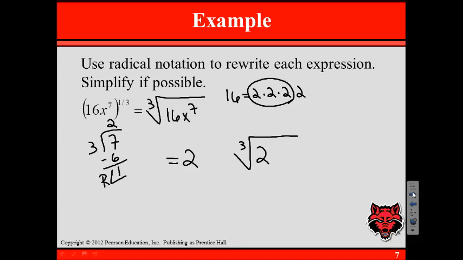Let's talk about what the remainder means. First, the quotient 2 means we pull 2 factors of x outside of the root, or x squared. The remainder means we have 1 factor of x still stuck underneath the cube root. So our answer is 2x squared times the cube root of 2x.